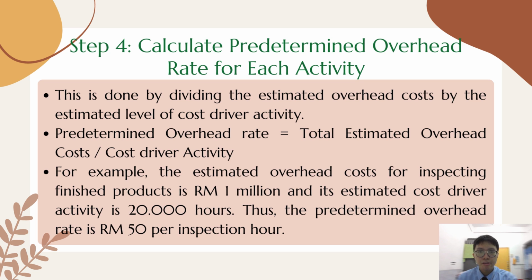The following step is to calculate the predetermined overhead rate for each activity. This is done by dividing the estimated overhead costs that have been calculated in step 2 by the estimated level of cost driver activity that has been identified in step 3. For example, the estimated total overhead cost for inspecting the finished product is 1 million ringgit Malaysia, and the estimated cost driver activity is 20,000 hours. Thus, the predetermined overhead rate for this activity is 50 ringgit per inspection hour.